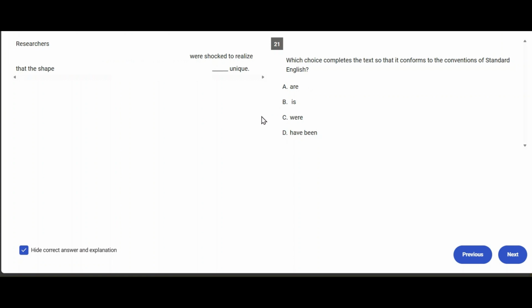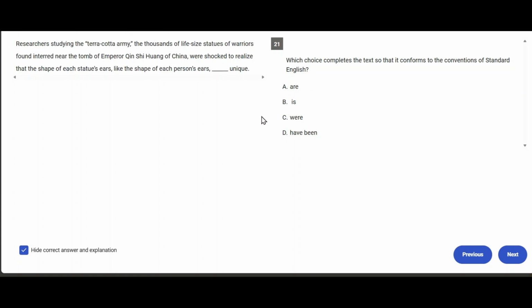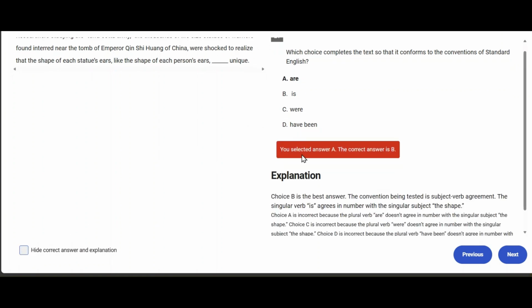Now let's do the third tip by reading the entire passage again, inserting choice B, which we chose, into the blank. Researchers studying the terracotta army, the thousands of life-size statues of warriors found interred near the tomb of Emperor Qin Shi Huang of China, were shocked to realize that the shape of each statue's ears, like the shape of each person's ears, is unique. And that sounds pretty right to me. So let's go ahead and check the answer choice down here.